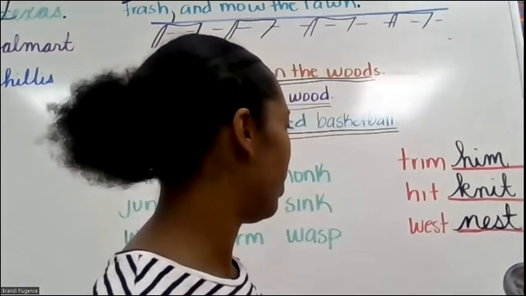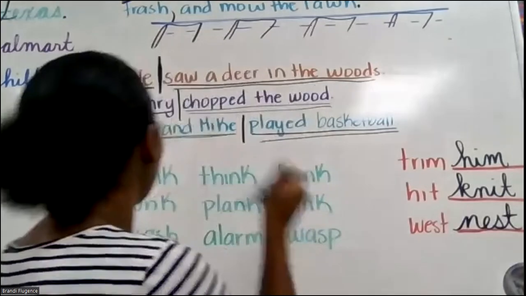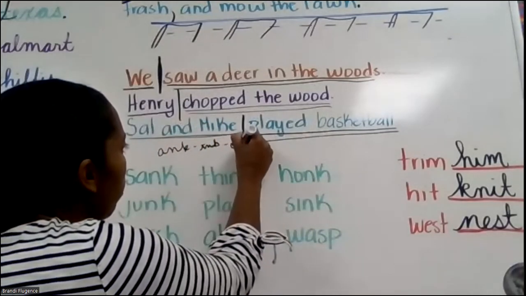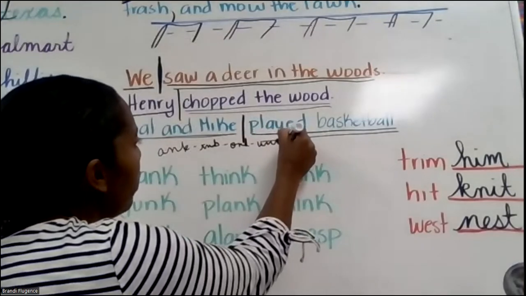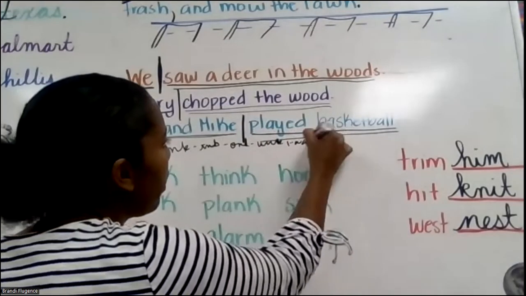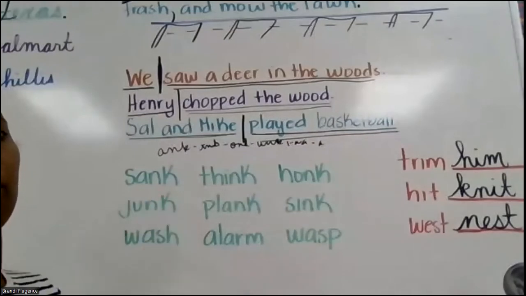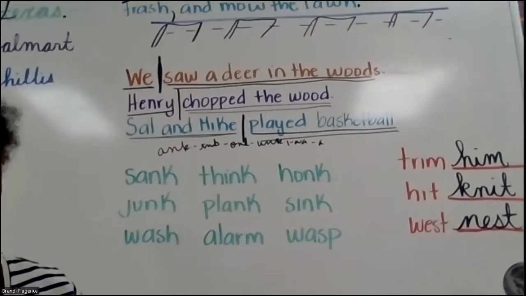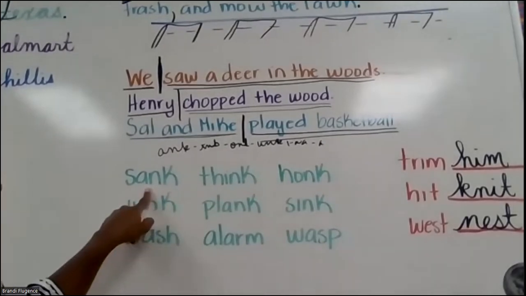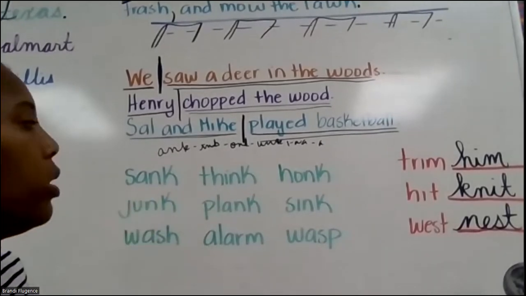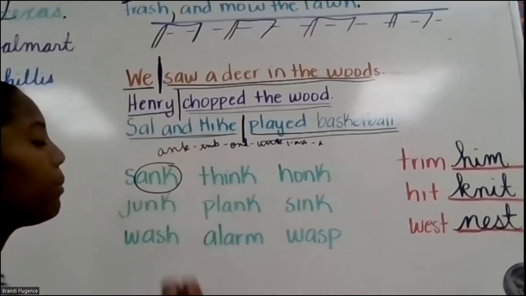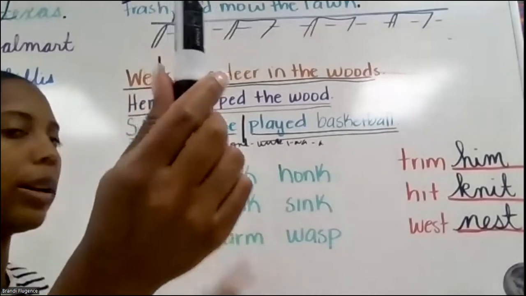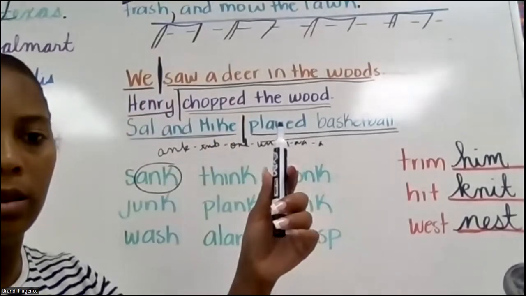Good. All right, let's go ahead and practice our sounds. A and K, I and K, O and K, U and K, W A and A. All right, Dennis, first word. Can you tell me my sounds? A and K. What's the word? Sink. Thank you, sink. All right, Naraya, next one, circle the sounds.